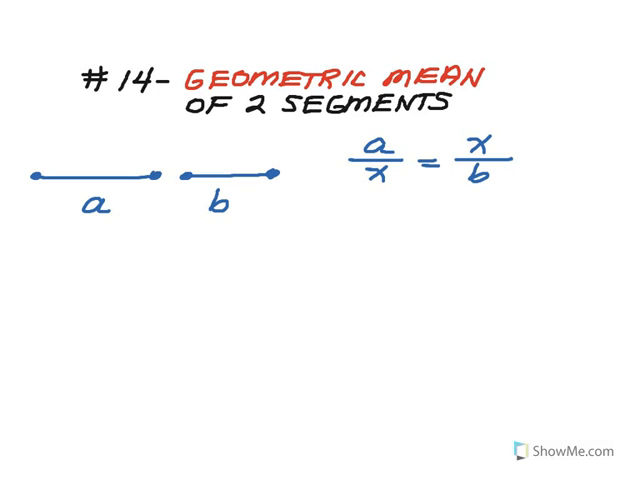Okay, in our last construction, number 14, we want to construct the geometric mean of 2 segments. So I have 2 segments, A and B, and I want to construct segment X such that A is to X as X is to B, that they're proportional. So the first thing I do is I copy the length of A. So I'm going to make a long segment here, take an endpoint, and copy A. And then I'm going to copy the length of B next to that.